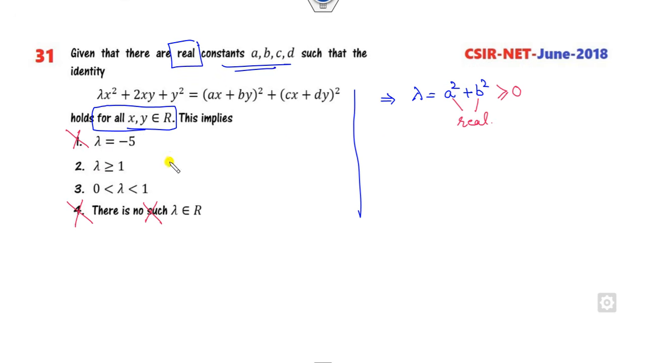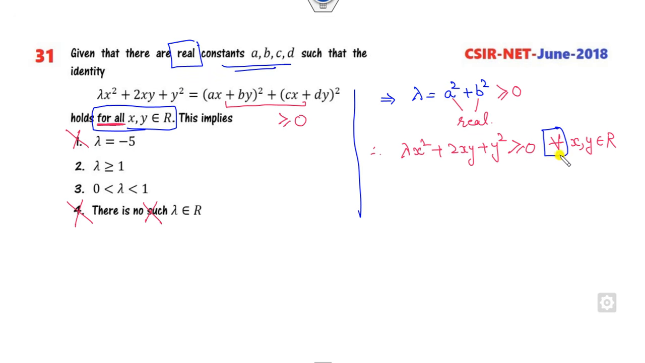Now how can you check the second and third? Look at that. This option is greater than or equal to 0. Another thing is it is for all. So what is the meaning of that? The left hand side is also greater than 0 for all pairs of x comma y. Remember, the word is all. If it is for all, what is the meaning of that? It's greater than 0, which means it is positive definite. Because if it were for some x, then it is not positive definite. But he said for all x, so it means it's positive definite.